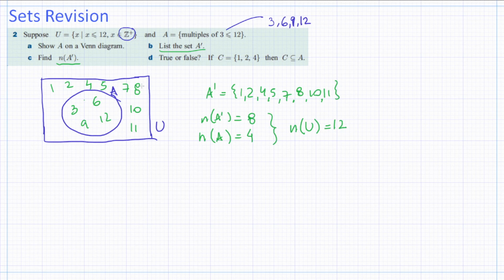So anyway, letter D, true or false? If C is 1, 2, 4, C is a subset of A. Well, it's quite obvious that C is not a subset of A, simply because if you look at A, 3, 6, 9, and 12, if C is 1, 2, and 4, none of those elements are in here. C would, however, be a subset of complement of A.